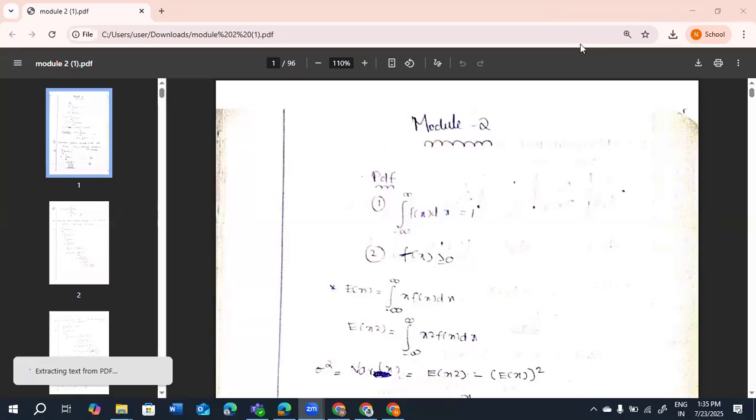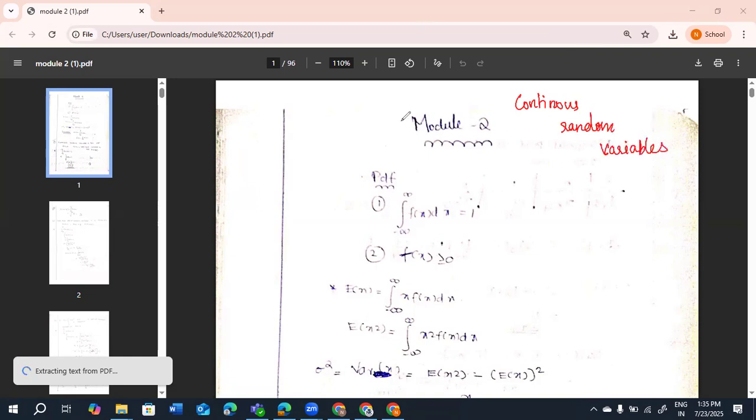Hi, today we are going to discuss module 2, which is related to continuous distributions. We have already learned about discrete random variables in our previous classes. Now we are going to discuss continuous random variables, okay? Continuous random variables.